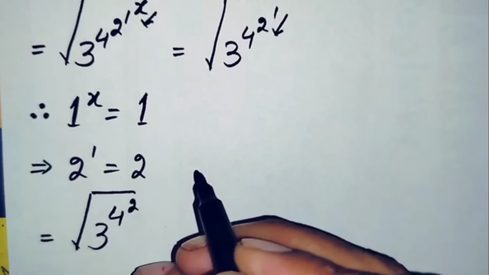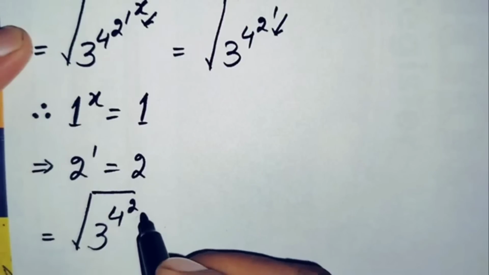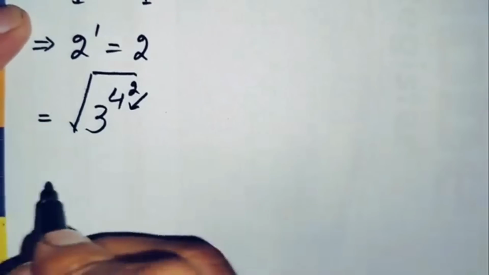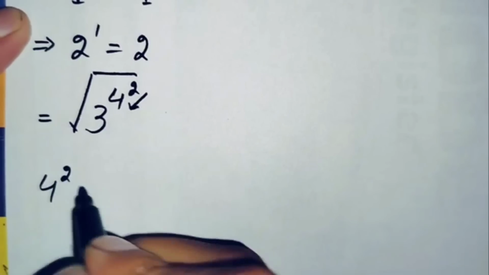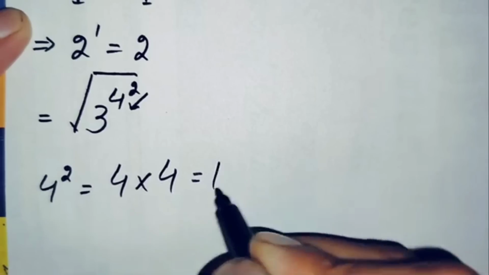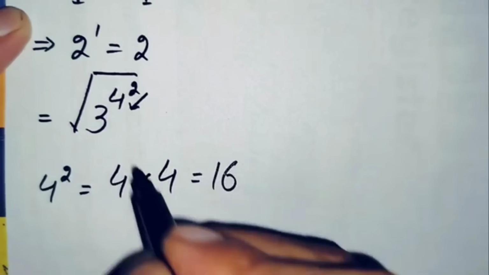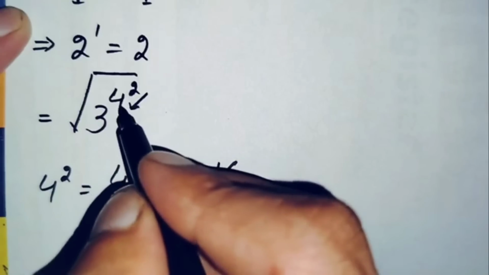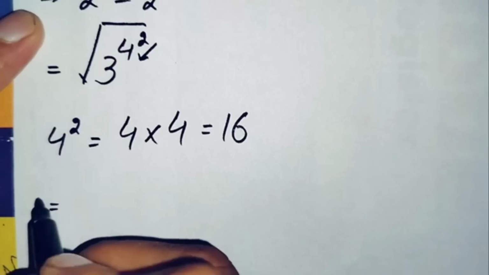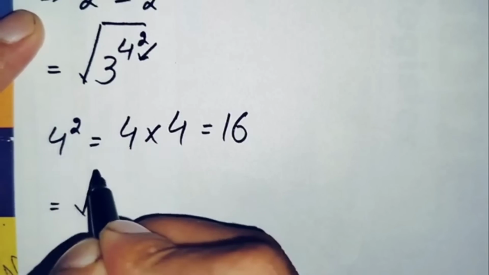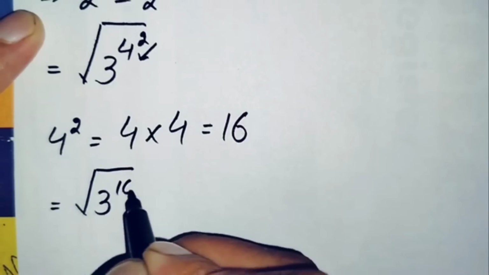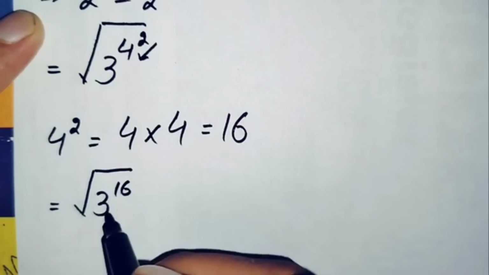And here we will find the value of this power 4 raised to power 2. The 4 raised to power 2 means we need to multiply 4 2 times. So 4 times 4 is 16. So the value of 4 raised to power 2 is 16. So here we will replace this power with 16. So this will become square root of 3 raised to power 16. So this comes to this form.